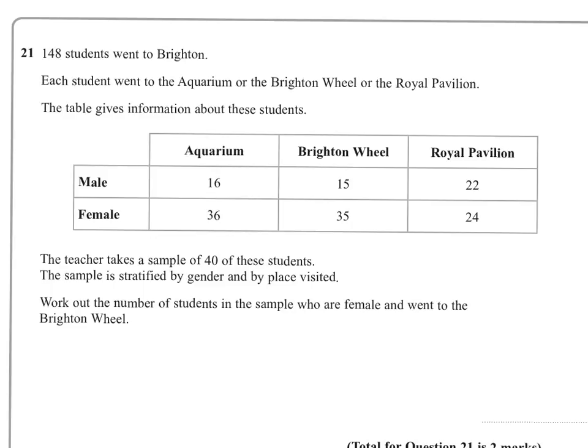Question 21, it's got a two-way table based on how each student went to the aquarium or the Brighton Wheel or the Royal Pavilion in Brighton. Now, the teacher's got to take a sample of 40 of these students. So I think the first thing we should work out, and you can do this on your calculator, is how many we've got here. So in the first column, it's 52. The next column, that's 50. And then we've got 46. So 148.